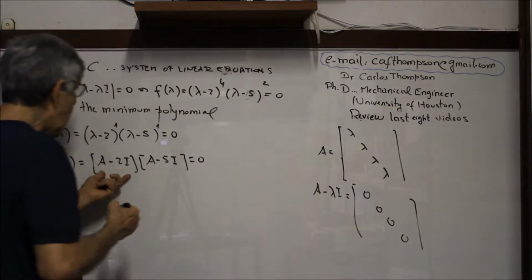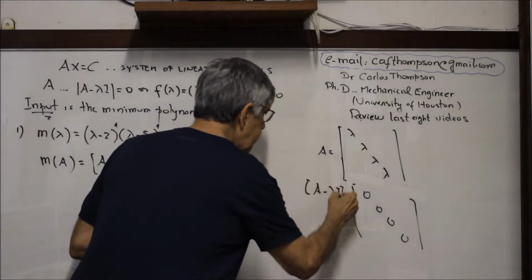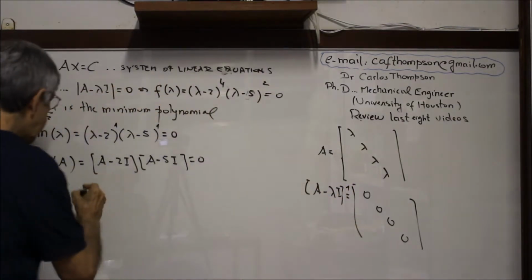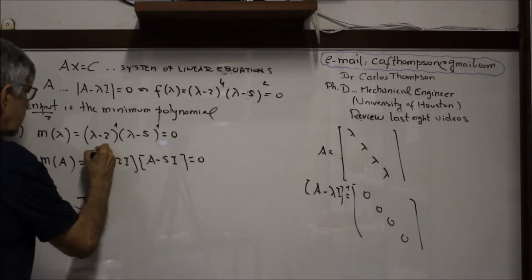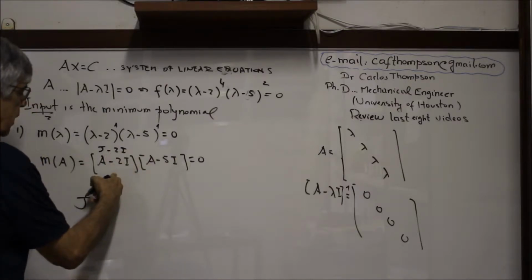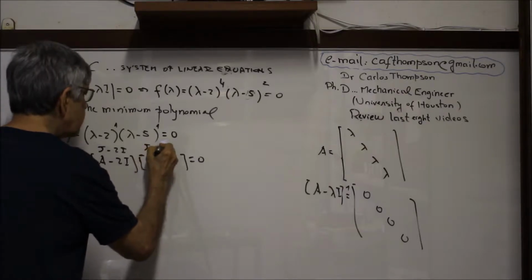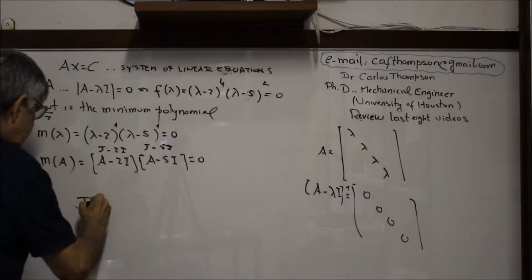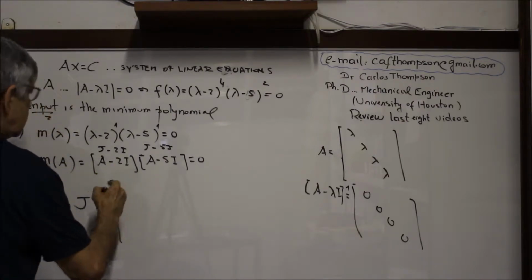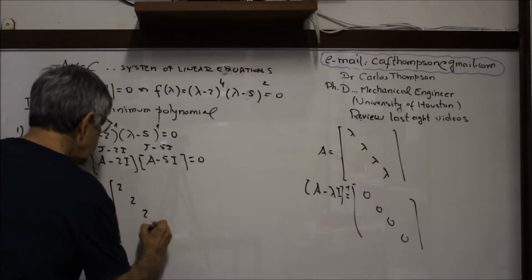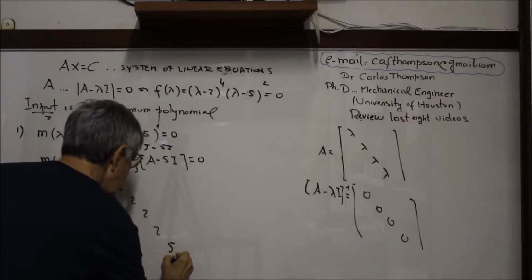Now, A minus 2I is equal to 0. You see, this is to the power 1. So I can write my J minus 2I, okay, because A and J are similar. Like here is J minus 5I. Let's write J here. Then I have 2 in the diagonal, 2, 2, 2, and 2, and 5 twice, 5 and 5.